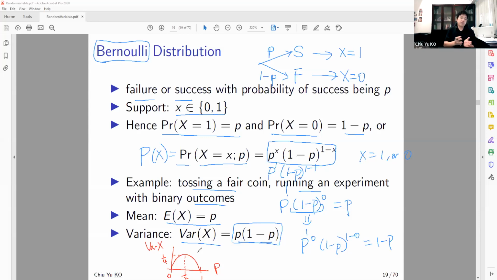But when P is close to 1/2, then you don't really know head or tail. So the outcome is further away from the expectation of 1/2, and then the variance is large. I hope this gives you the intuitive idea why the variance is like this, but of course we can prove it. There's nothing deep here, but any question before we proceed to the next slide? Is it okay for the binomial thing? Is that clear?